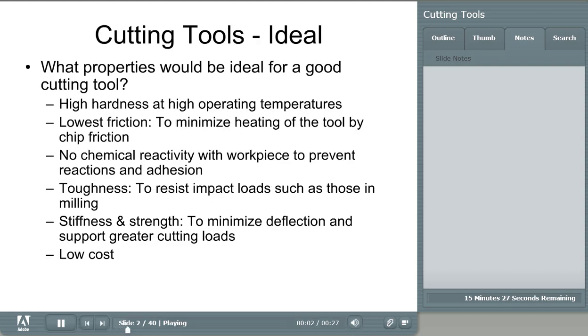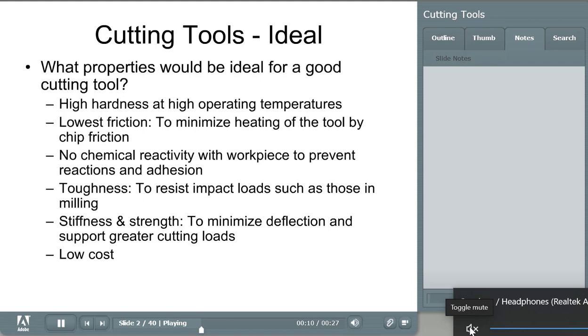Cutting tools ideal. What properties would be ideal for a good cutting tool? High hardness at high operating temperatures. Lowest friction to minimize heating of the tool by chip friction. No chemical reactivity with the workpiece to prevent reactions and adhesion.